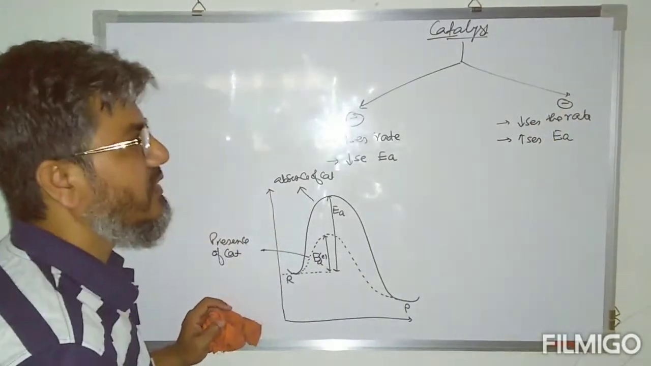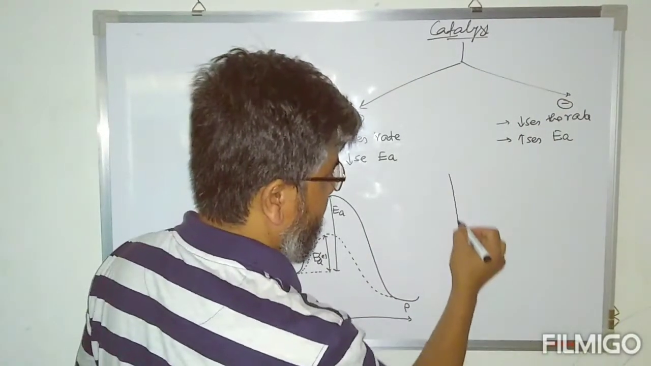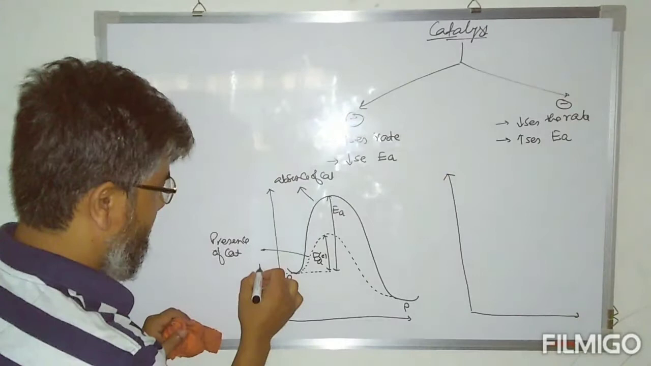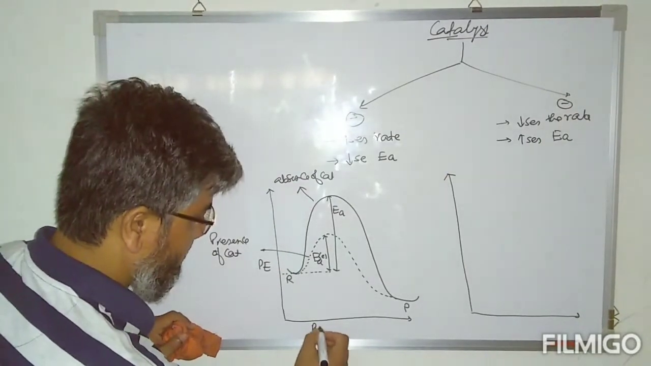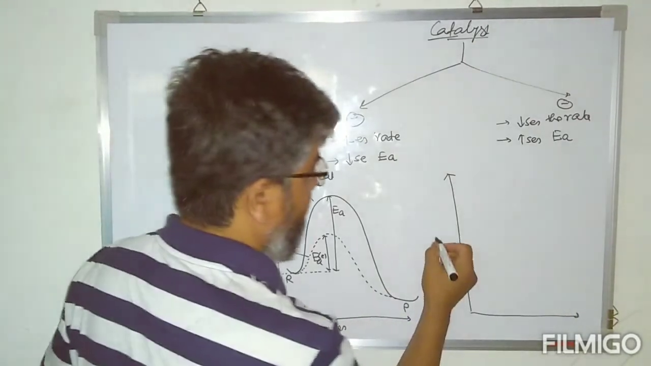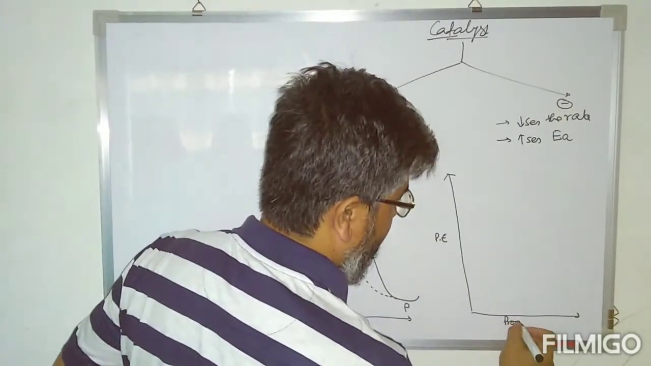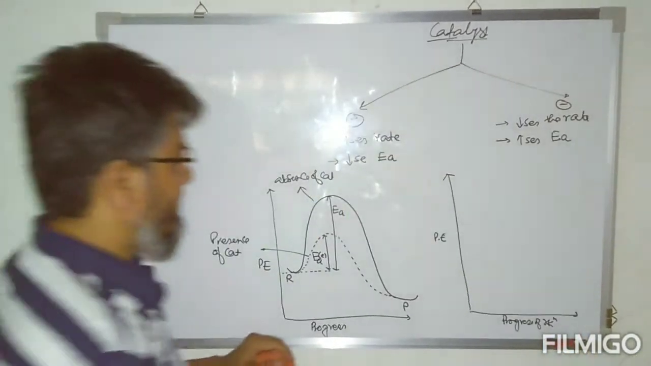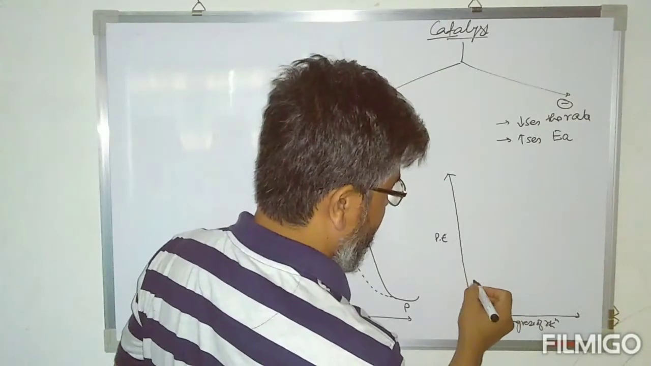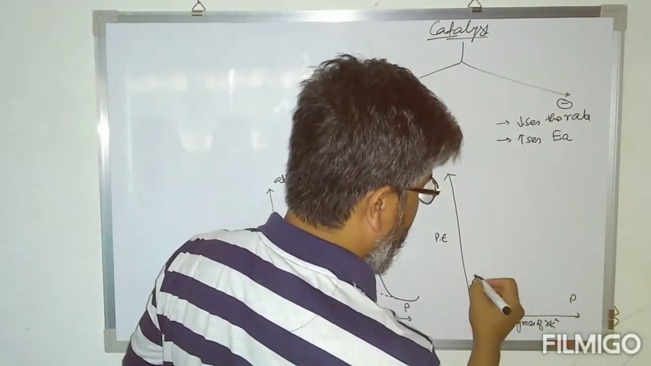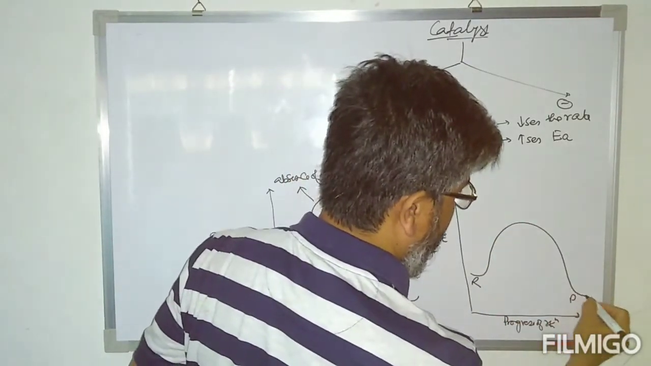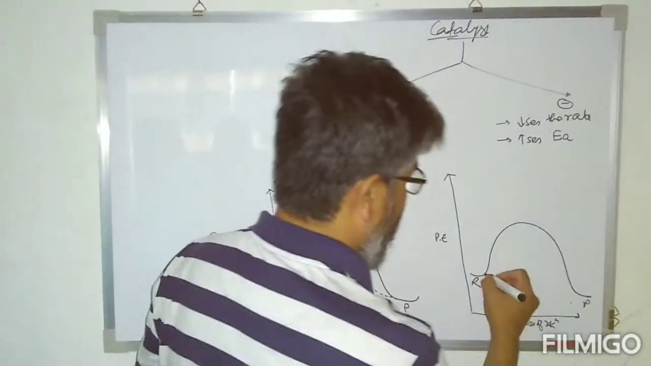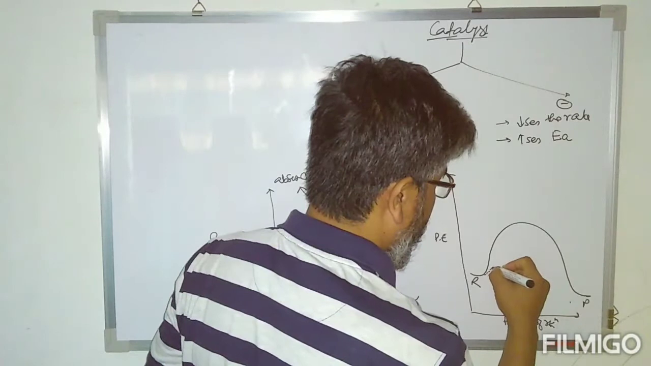Whereas in case of negative catalyst, this is potential energy versus progress of reaction. In case of negative catalyst, suppose we have this, the reactant, this is product. Now, in presence of catalyst, this activation energy is increased.